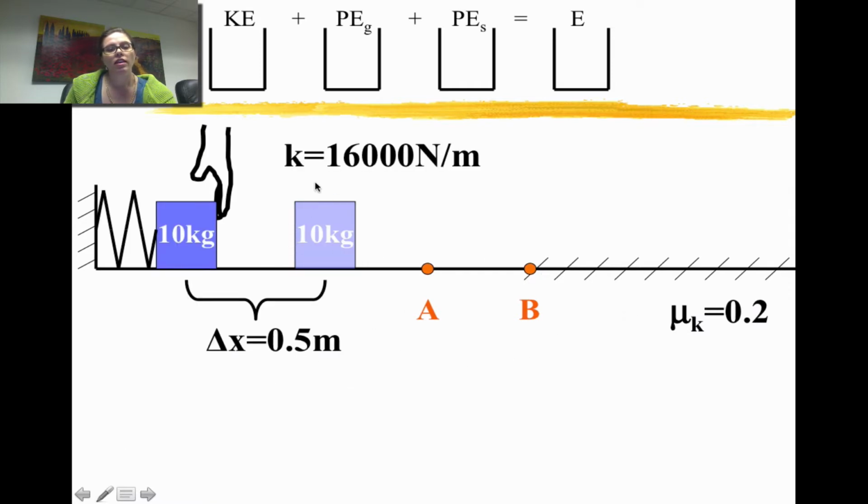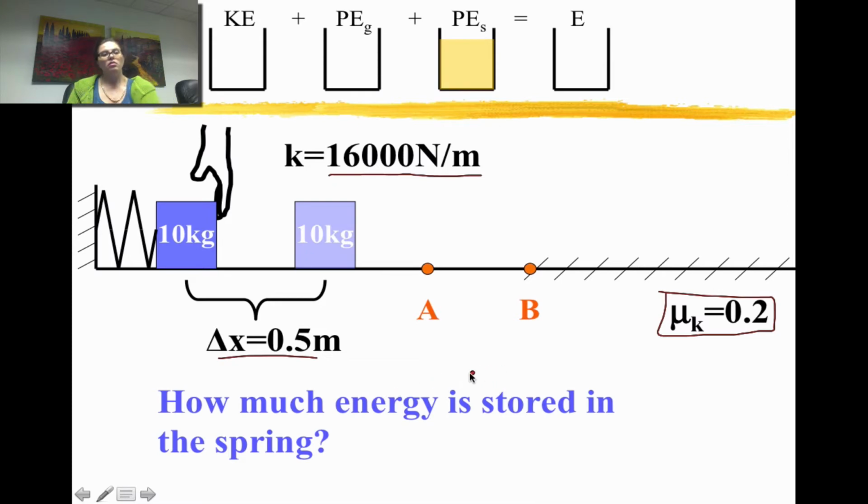So we're given that the spring constant is 16,000 newtons per meter, and the spring is compressed half a meter, and we're given that the coefficient of friction of the rough patch is 0.2. Okay, so our first question is, how much energy is stored in the spring?